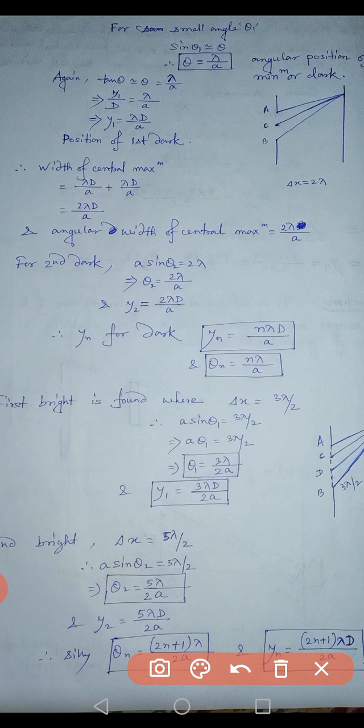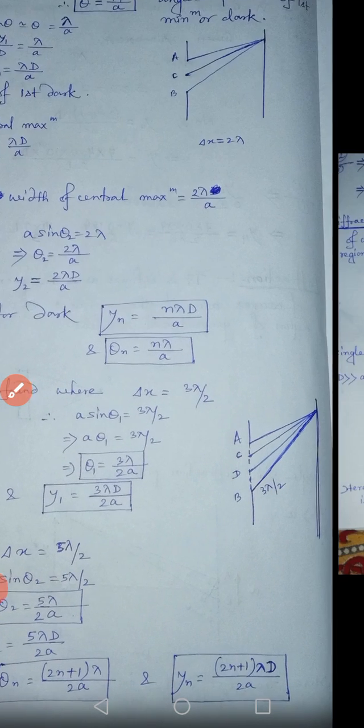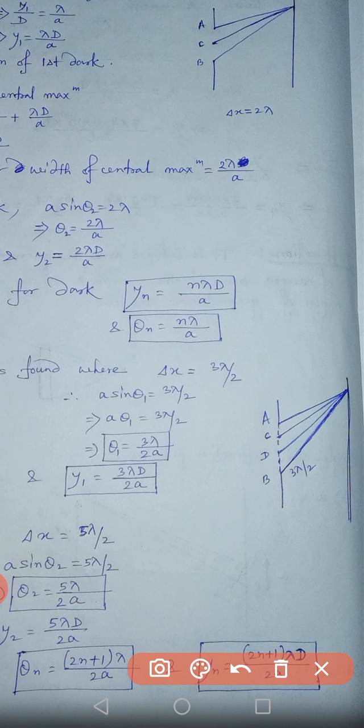Now the question is, what about bright? For bright, after the central bright, the first bright is found when the path difference between the extreme two waves is 3 lambda by 2. Why is it so? Let us see this one here. Suppose this is point P. What happened is the path difference between AP and BP is 3 lambda by 2. This one.